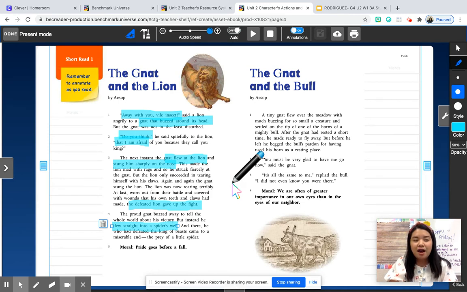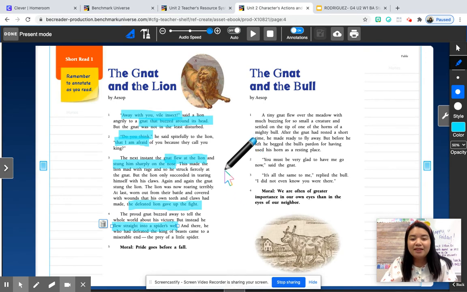If you think about that, it kind of means, well, this proud gnat was too proud of how great he was in defeating the lion that he didn't even notice that there was a spider web there that could hurt him or defeat him, right? And so that's kind of what pride goes before a fall means.